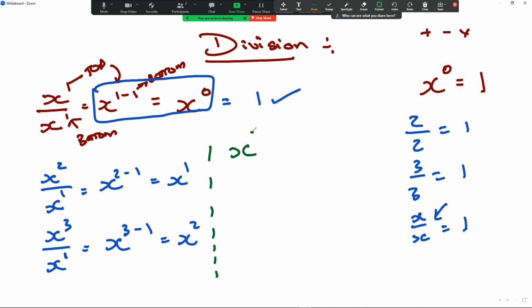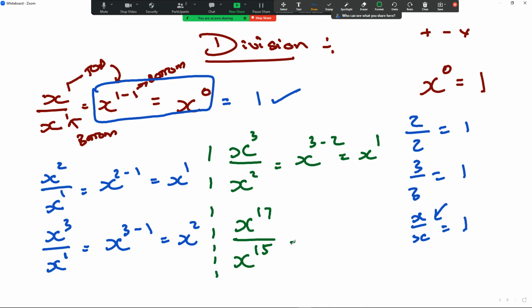If you have x to the power of 3 over x to the power of 2, then this will be x to the power of 3 minus 2, which is x to the power of 1. And x to the power of 17 over x to the power of 15 will be x to the power of 2, because 17 minus 15 is 2. And you can go straight to the solution once you get there anyway.